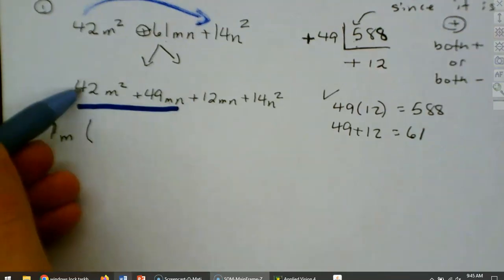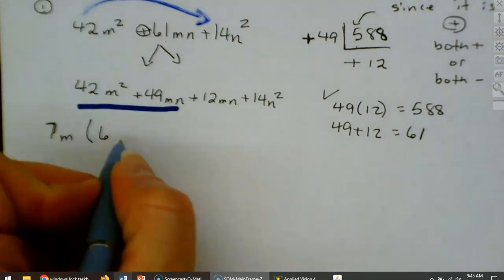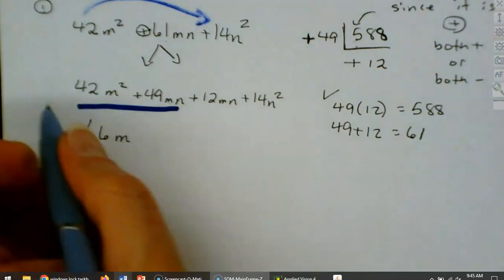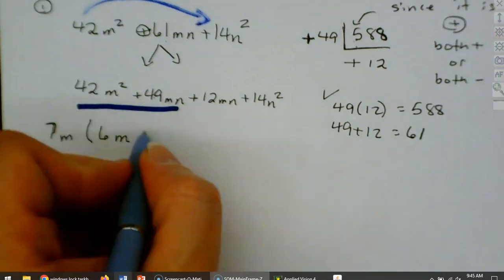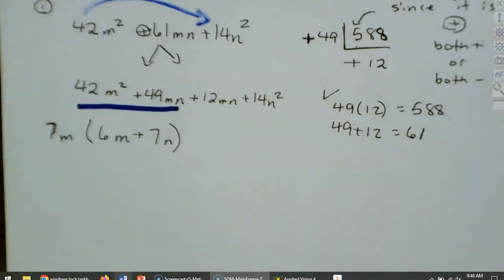And then we take our 42, and we divide that by 7. So that gives you then a 6. We take an m out. So that leaves you then with a 6m. 49 divided by 7, well, that's a 7. And we have the n left over with it.